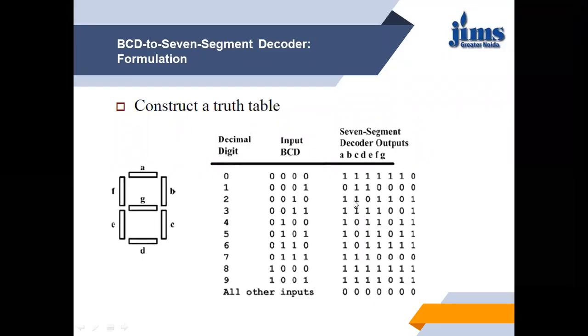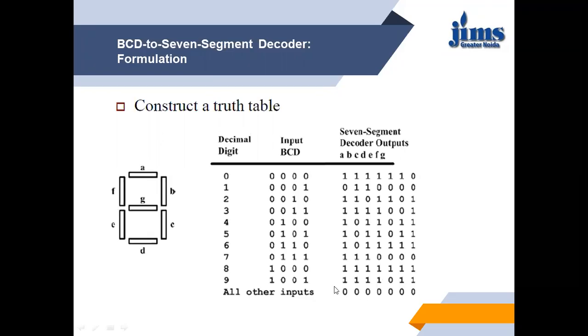In the 2, A, B, G, E, D. Suppose we have to display 3. So 3 will be A, B, C, D, and G. Suppose we have to display 9. So 9 will be G, F, A, B, C. Like this, in this way, we can design a BCD to 7 segment decoder.